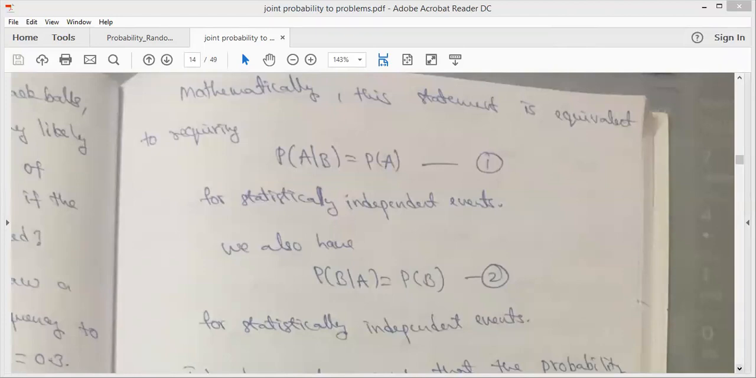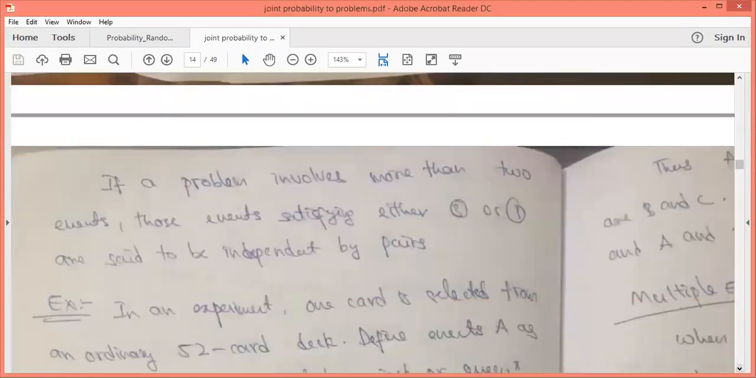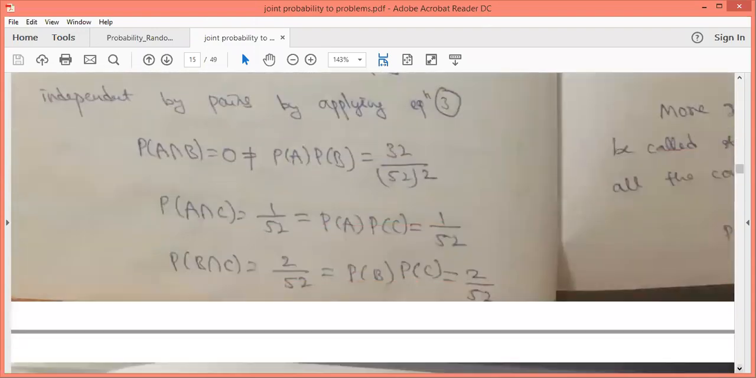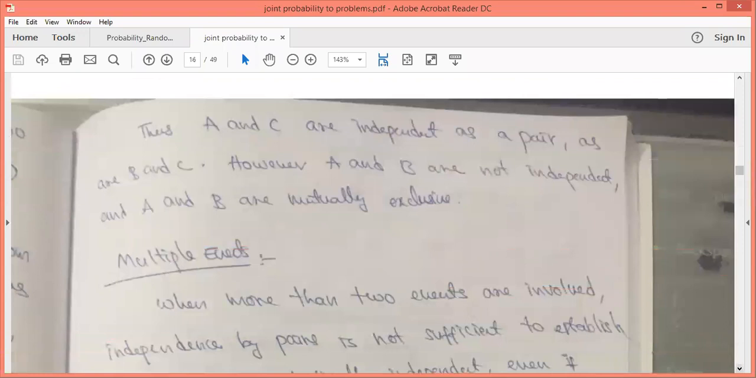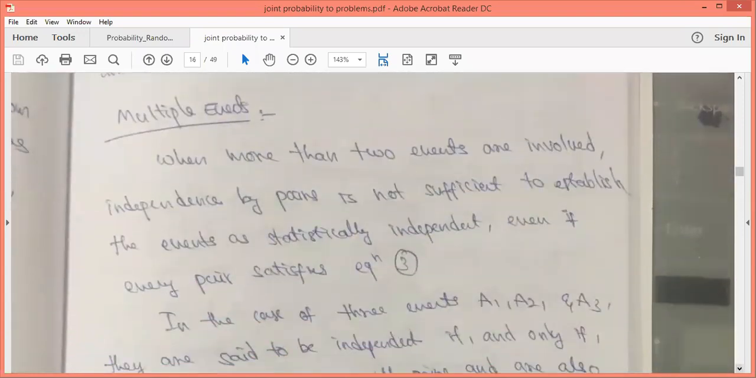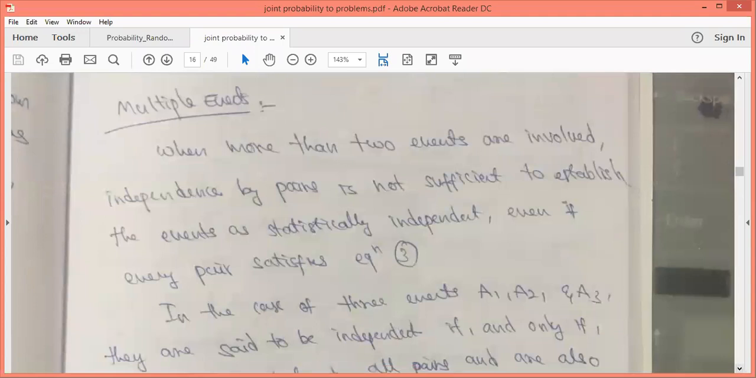This we have discussed in the last class, and we also discussed this problem. We discussed that if two events are mutually exclusive, they cannot be independent. And we also discussed that if probability of A intersection B is equal to probability of A into probability of B, then we say that the two events are mutually independent. Then we have multiple events. In the previous case, we had only two events.